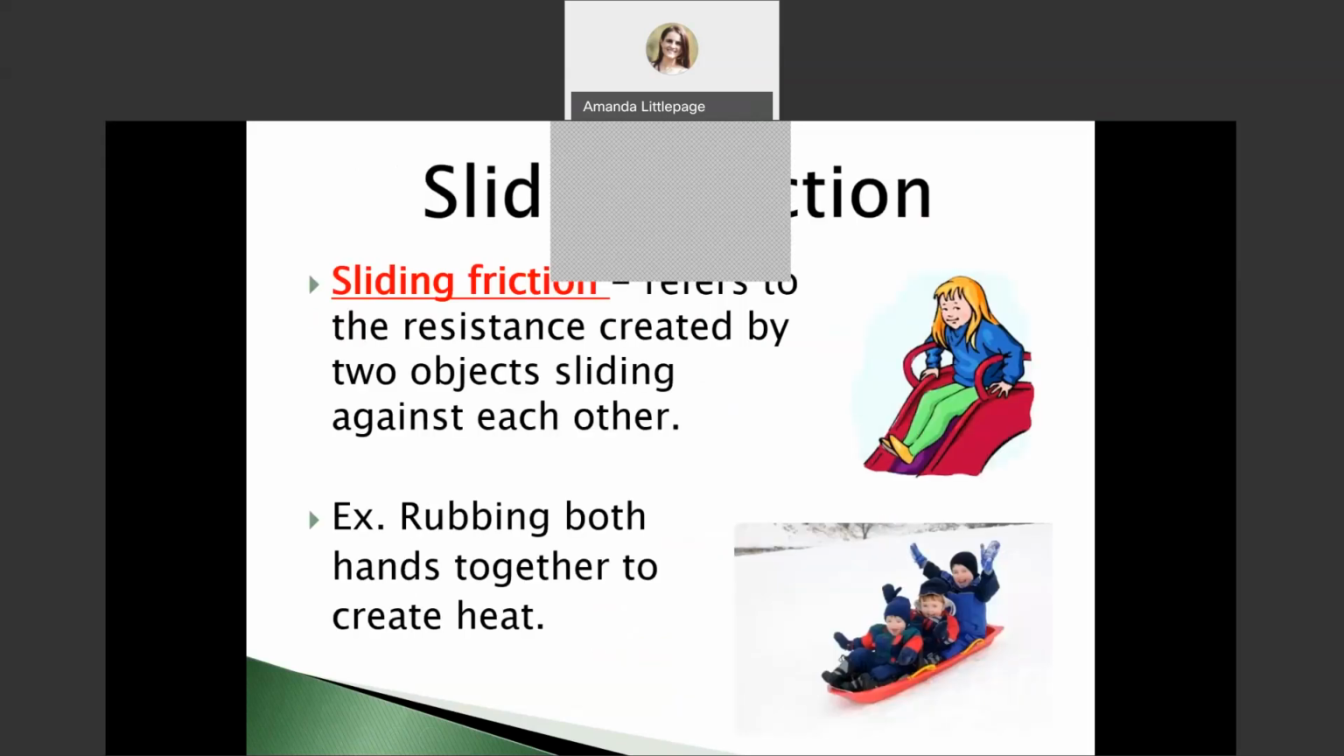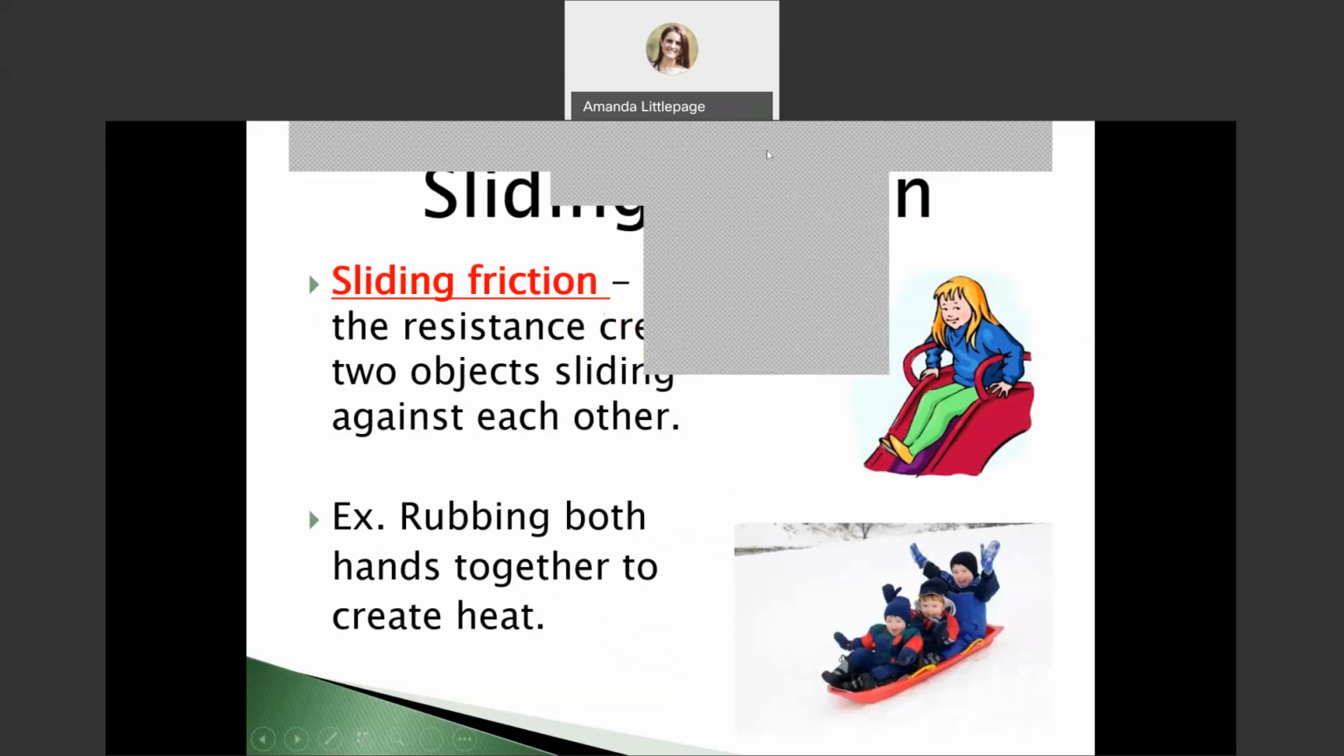So the first type of friction is sliding friction, and the name implies exactly what it is. It refers to the resistance created by two objects sliding against each other. An example is also rubbing your hands together, going sledding, going down a slide, pushing a box across a flat surface. Anytime you have two objects sliding past each other.